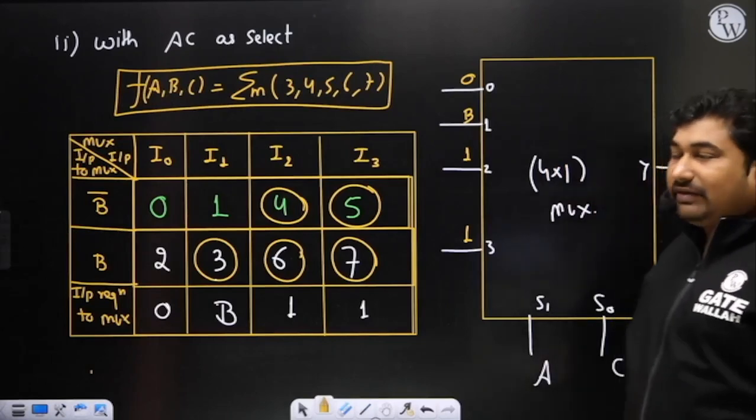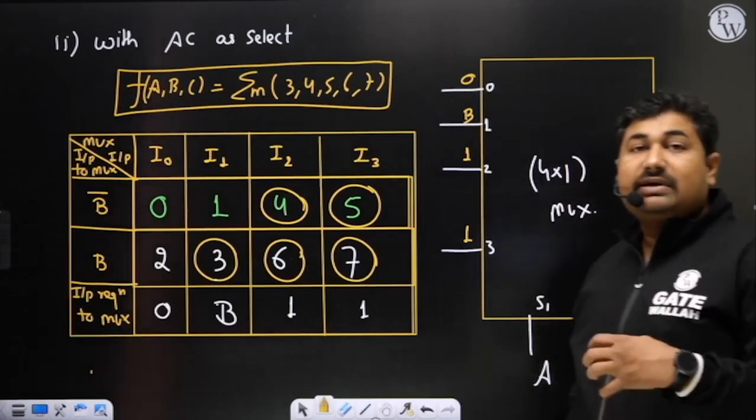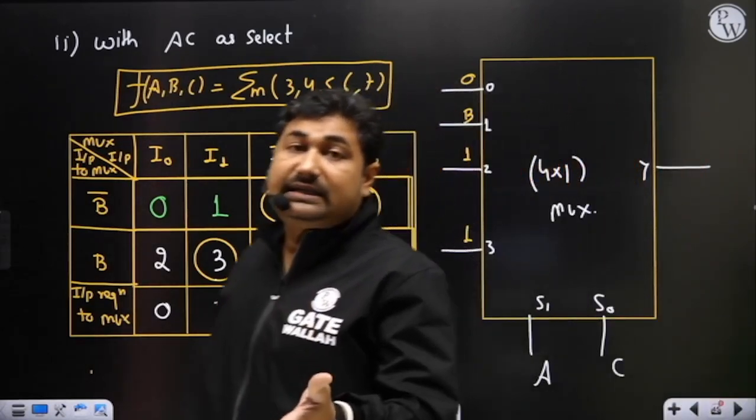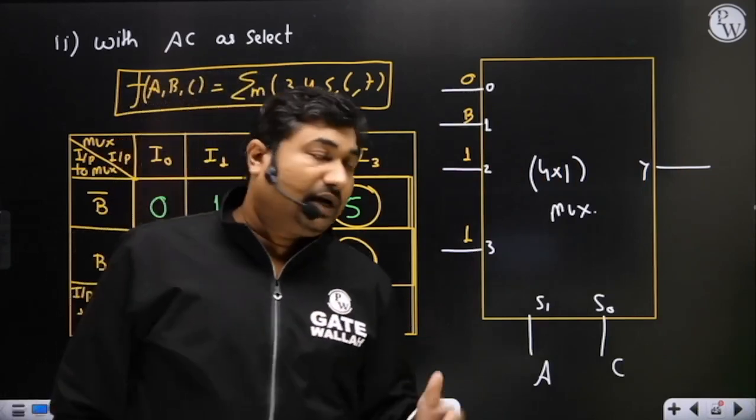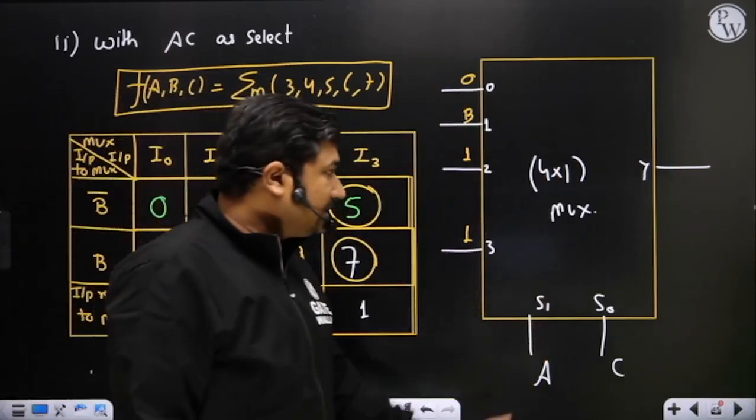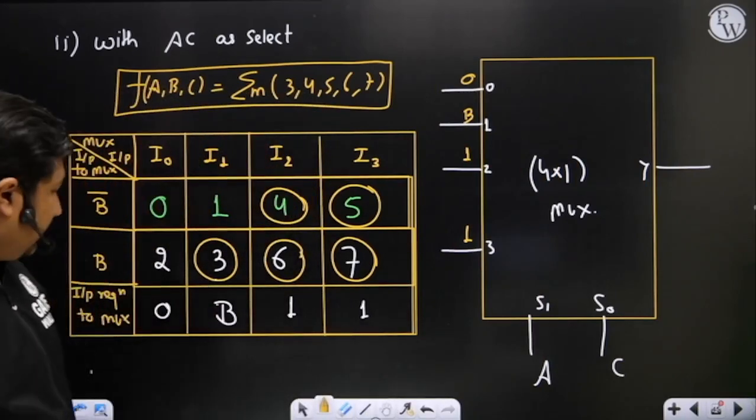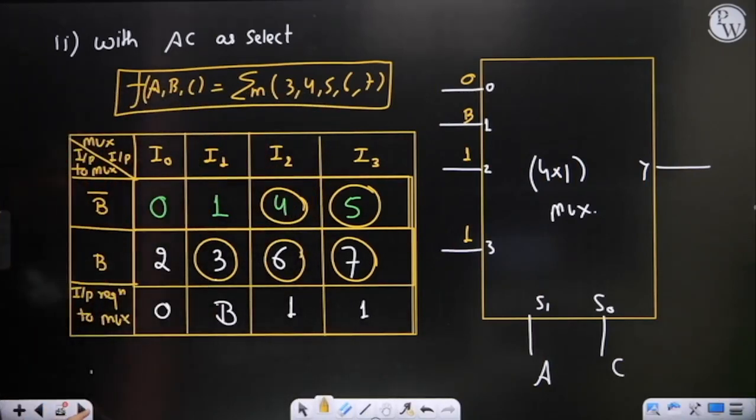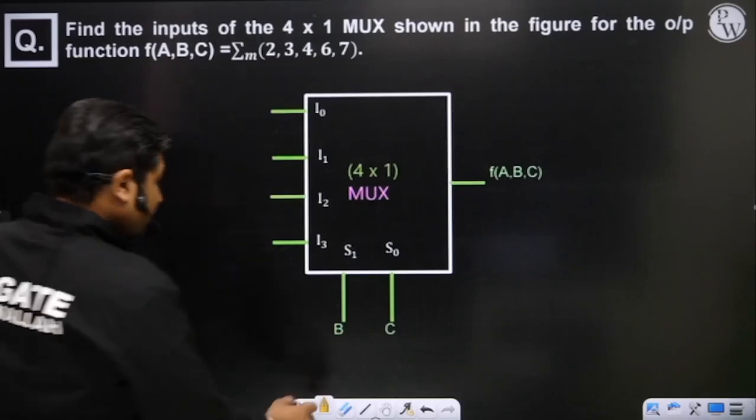How to implement the function by using a multiplexer? For that, we must know about the input lines, what we need to connect at the input. Now we have what we need to connect at the input. Is it okay? Great, sir. I'm hoping up to this part, everything is clear. Now let's take the third one.